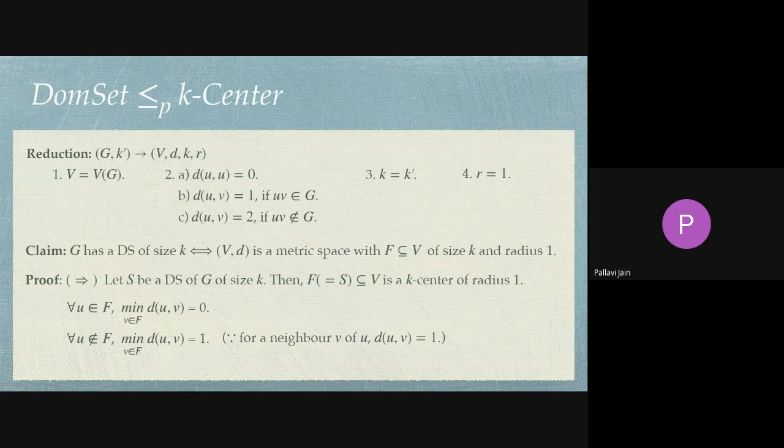So, right. And what will be the radius? Radius will be the maximum of all these minimum values, right? So it will be 1. Okay. So this proves this direction, the forward direction.